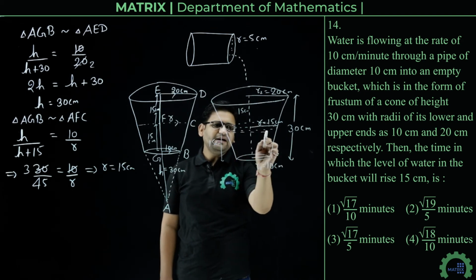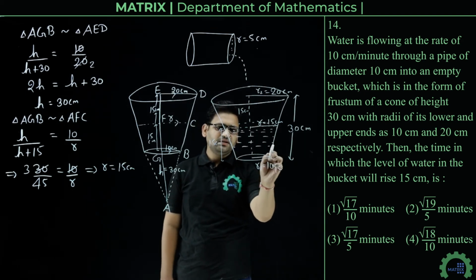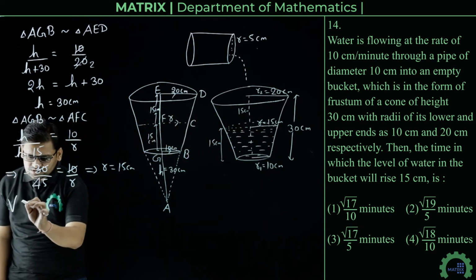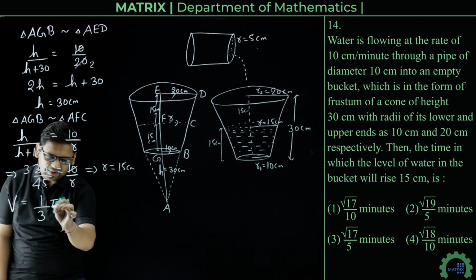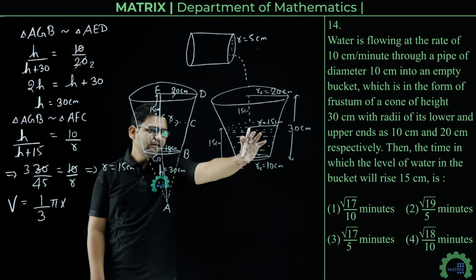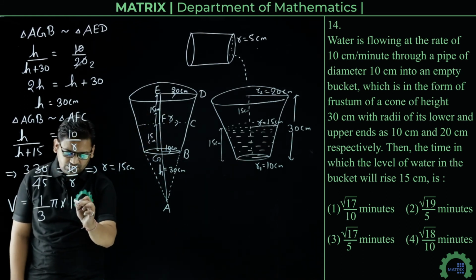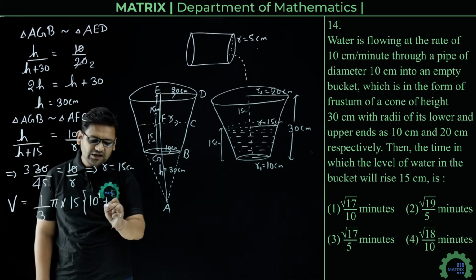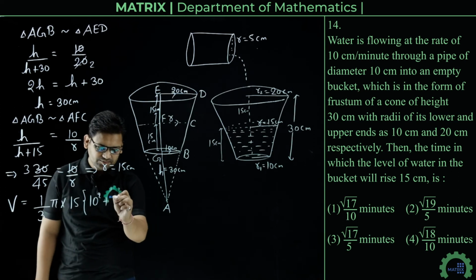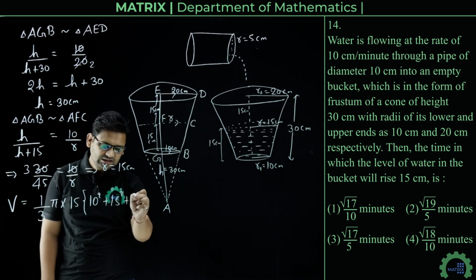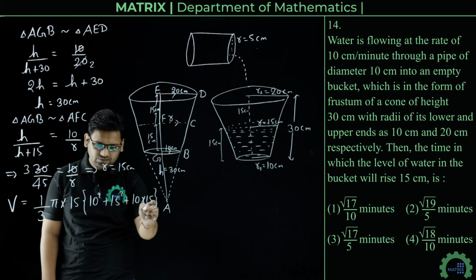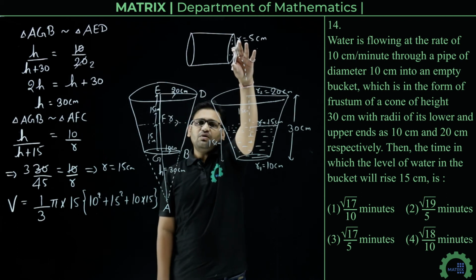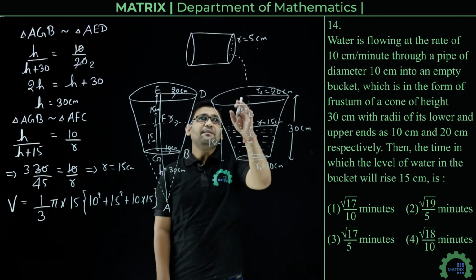Now we can write the volume of the water. We know that the volume of a frustum is 1 by 3 pi h, where the height of the water is 15 centimeter, into r1 square, that is 10 square, plus r2 square, that is 15 square, plus r1 r2, that is 10 into 15. So that volume will be equal to the volume of water flowing out of this pipe in time t.